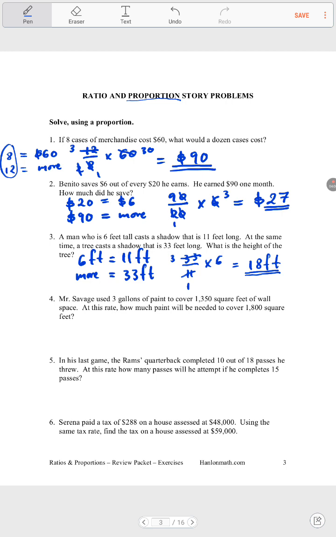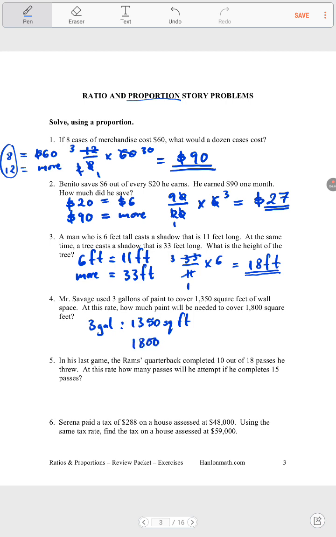Let's look at number 4 as our last example. Mr. Savage used 3 gallons of paint to cover 1,350 square feet of wall. So we're saying 3 gallons covers 1,350 square feet. At this rate, how much paint will be needed to cover 1,800 square feet?